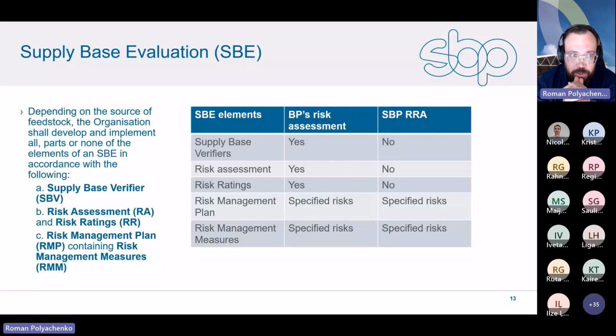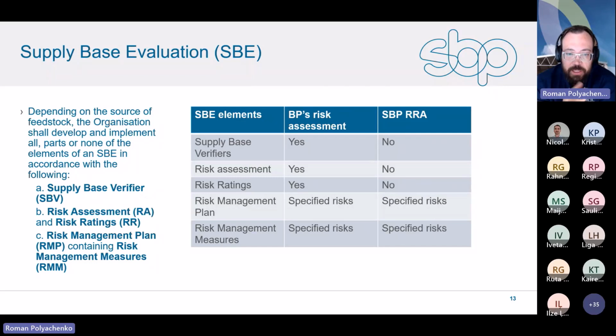Looking at this, the components of supply-based evaluation include supply-based verifiers, risk assessment, risk rating, risk management plan, and risk management measures. When we have a regional risk assessment in place, the first 3 are not necessary. The organization doesn't need to do a risk assessment or rate the risk as low or specified. This job is already done and provided by the SBP. However, one major region today is the United States, where we don't have a regional risk assessment, and this is where companies would need to do their own. Other regions would be Vietnam or Malaysia, where again a company risk assessment would be necessary.